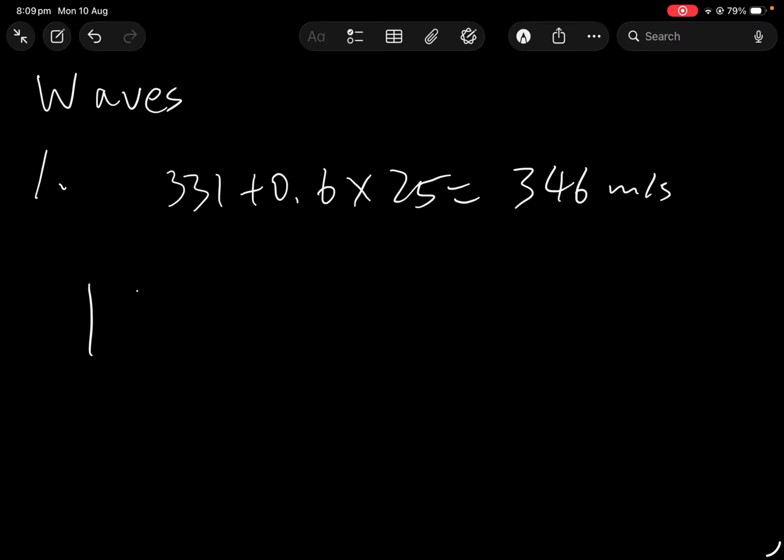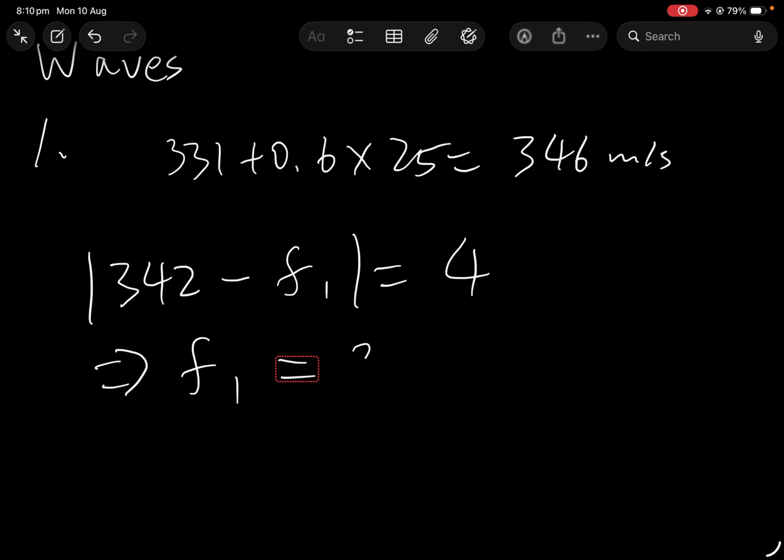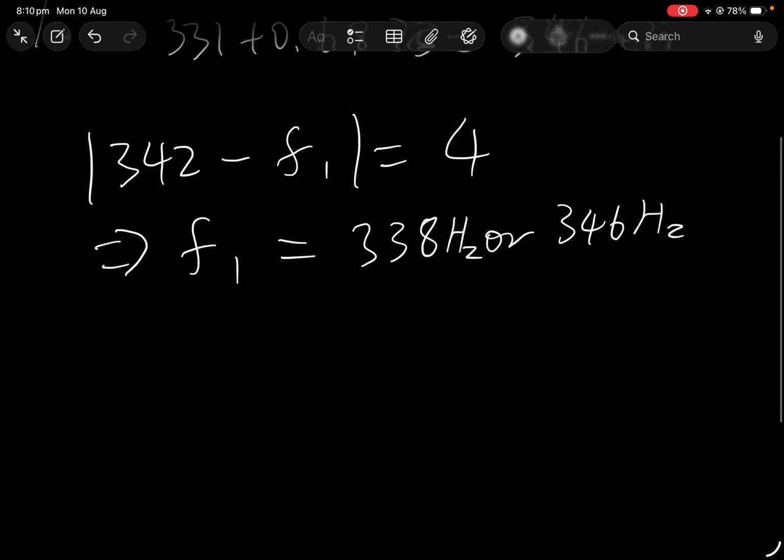But we do know that 342 take f1, let's just say that's the original frequency, equals 4 Hz, as the beat is 4 Hz. That means f1 could either be 338 or it could be 346 Hertz.